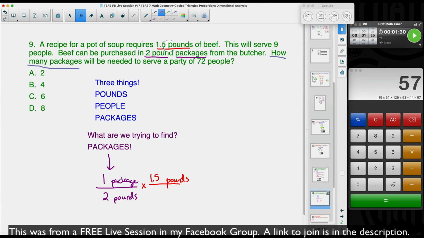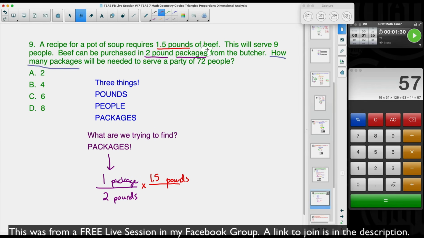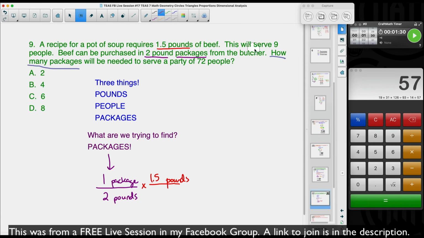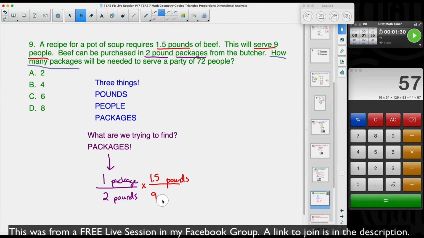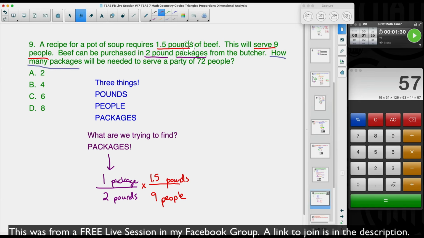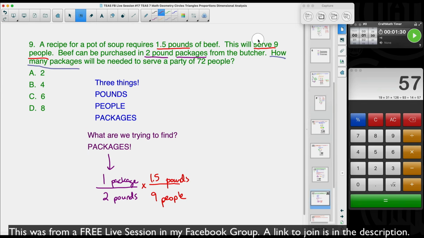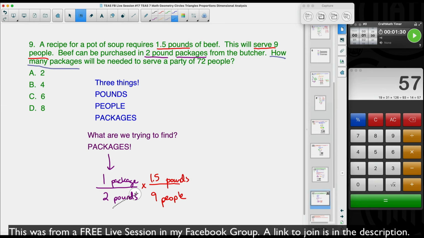A recipe for a pot of soup requires 1.5 pounds of beef. That 1.5 pounds of beef will serve 9 people. So we're going to put the 9 people at the bottom. Now that could have easily been in one sentence, but it wasn't. But we're still comparing the 1.5 pounds that will serve 9 people. So we can cancel out our pounds. Now we have the word people.